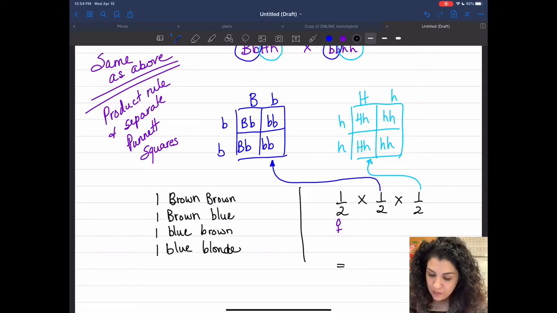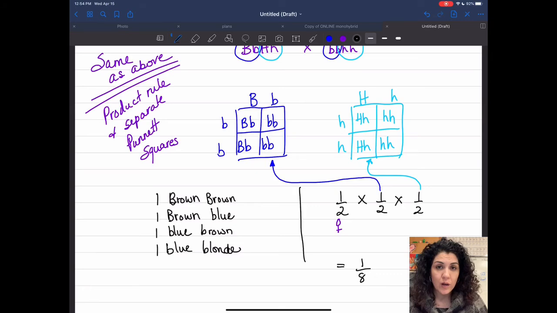And then what I'm going to do is a product rule, multiply the top. 1 times 1 times 1 is 1. And then 2 times 2 is 4, and times 2 is 8. I get the same answer as what I had for the other one. Okay, so some people prefer to do this. They prefer to do it as two single Punnett squares, especially when we get into multiple alleles or incomplete dominance or sex linked. They like to keep the two separate and then just do the product rule in between. Choose what method is easiest for you and then go with that.